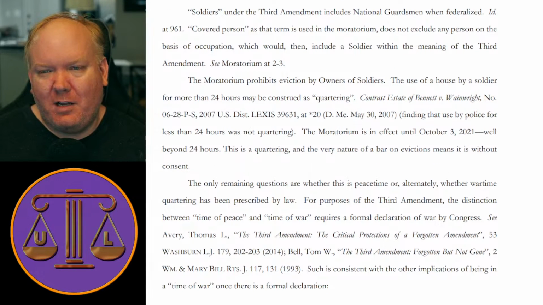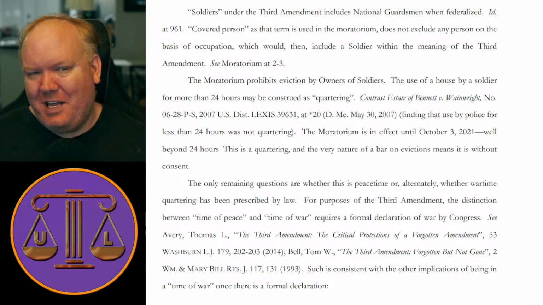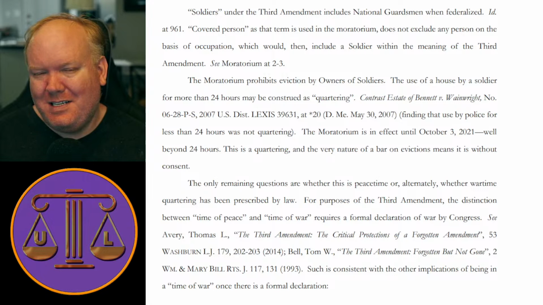Soldiers under the Third Amendment includes National Guardsmen when federalized. That's the key there, when federalized. So, covered person, as that term is used in the moratorium, does not exclude any person on the basis of occupation, which then would include a soldier within the meaning of the Third Amendment. Yeah. The moratorium prohibits eviction by owners of soldiers.